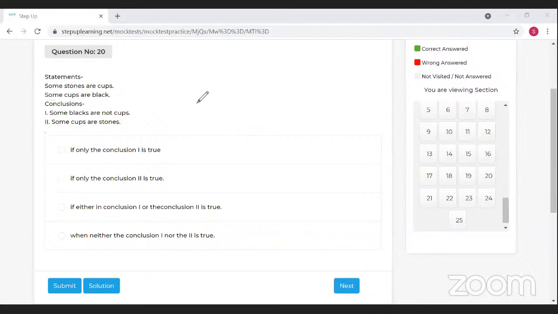Some stones are cups, and some cups are black. Okay, some blacks are not cups, maybe, may not be, because some are there. Some cups are stones. So some stones are cups, some cups are stones. So the second one has to be right. Yeah, the answer is this one.